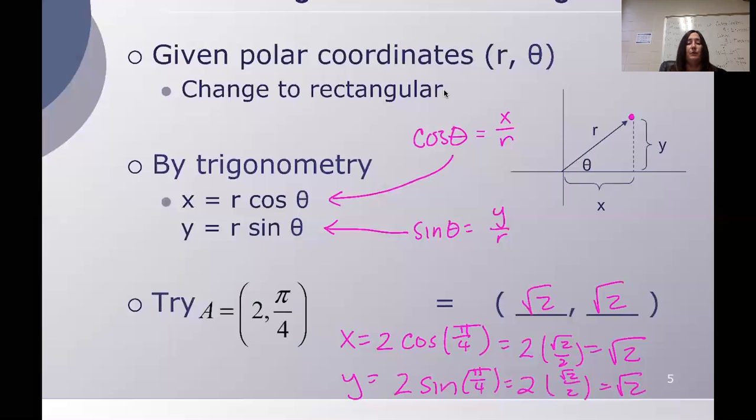You do have to be careful when you are using these formulas on whether these values are positive or negative, depending on what quadrant you're located in. If you think in terms of this one, we're 2 units away from the origin at pi over 4. So we should be over here. So we should see then that both our x and y coordinates should be positive. Whereas in other quadrants, you might want to just double check.